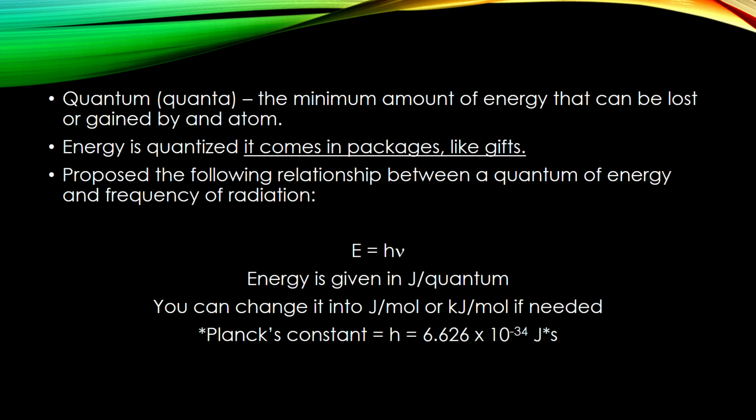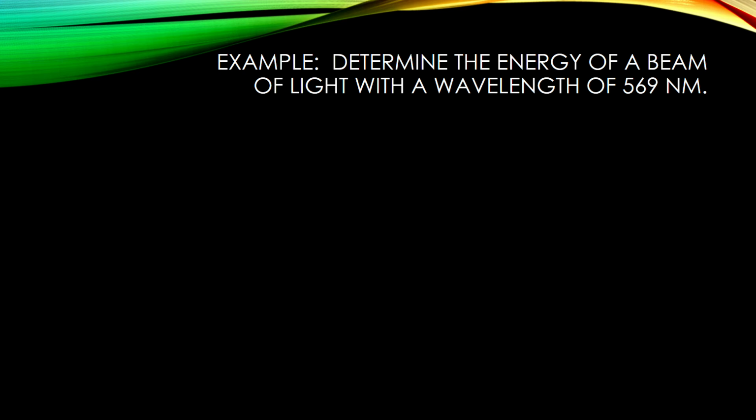So what this does is it allows us to tie together the equation that we were working with before and take it all the way to the energy that that particular piece of radiation actually has. So if I have a beam of light with a wavelength of 569 nanometers, I can now calculate the energy. But I have to start first by getting the frequency, which we know how to do. We're going to use our original equation, c equals lambda nu. We know c, we know lambda. Now, we can't just put in 569. We actually have to change that to meters.